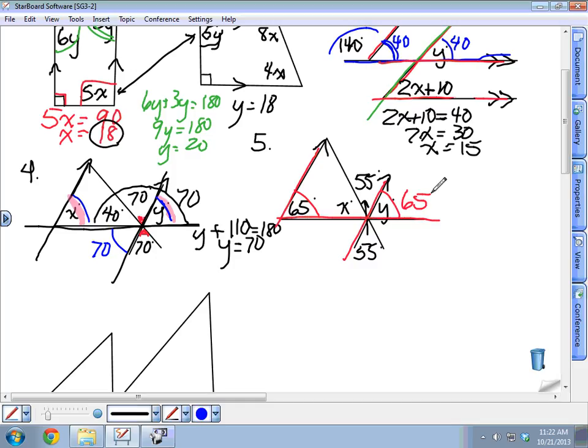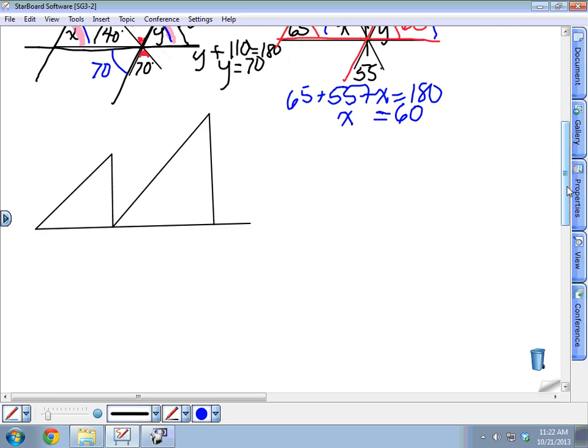Now we have 65 plus 55 plus x, which is 180. So 65 plus 55 plus x is equal to 180. Okay? 65 and 55 is 120. So subtract 120 from both sides. X is equal to 60. Boom.